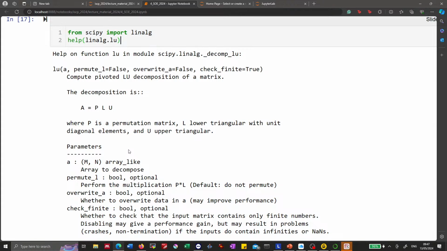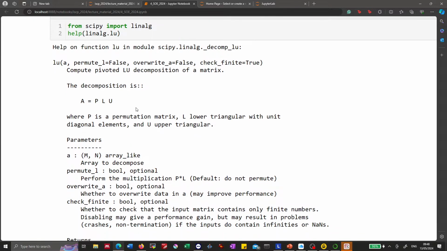So LU performs the decomposition of A into P, L, U. So P is a permutation matrix. Do you know what's a permutation? So when you have like a list of values A, B, C, and you swap the position of two components, that's a permutation. So far, so good.